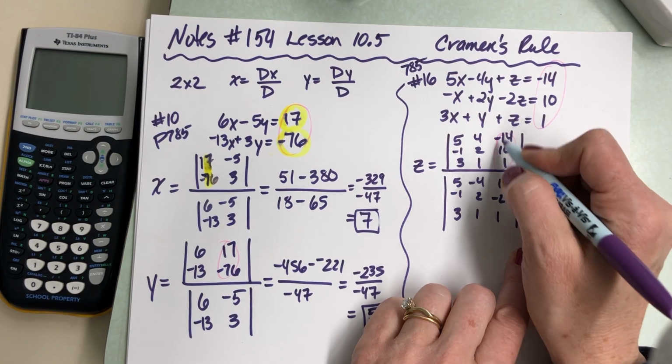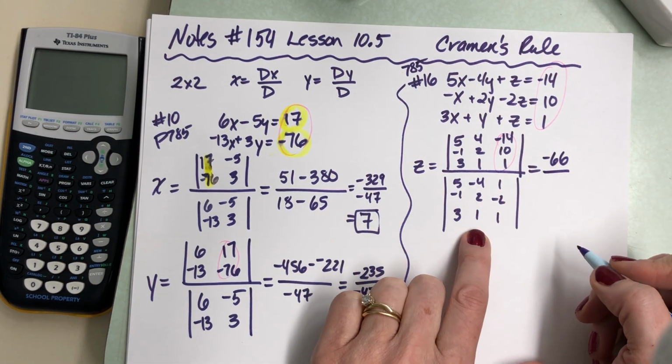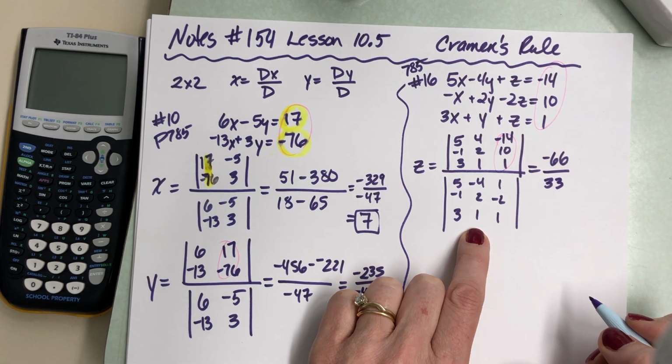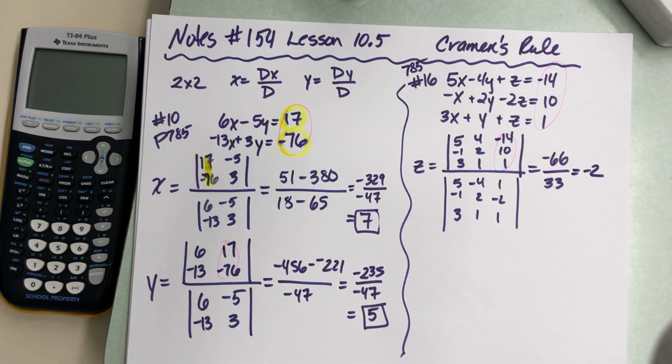And you figured out your determinant here was negative 66. And the denominator when you did your basket weaving here was 33, which is fabulous. Go ahead and do your division and you get negative 2. So you know that z is equal to negative 2. Yes, it's a lot of work, but it's just yet another tool you have in your toolbox.